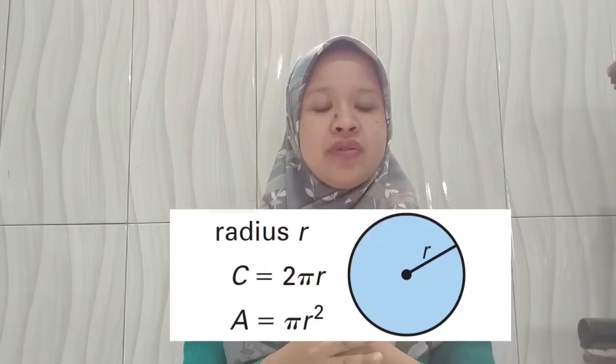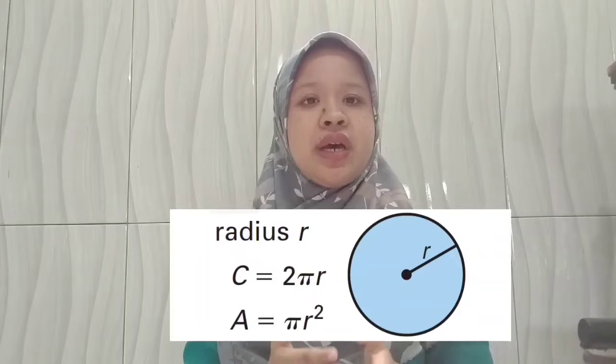Okay, first I will explain about the circumference of circle. The formula of circumference of circle is 2 times π times radius. And if we change the formula into the form of diameter, it becomes π times D, because the diameter is the same as 2 times radius. So the formula of circumference of circle becomes π times D.